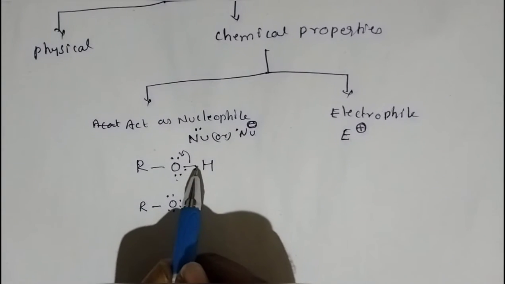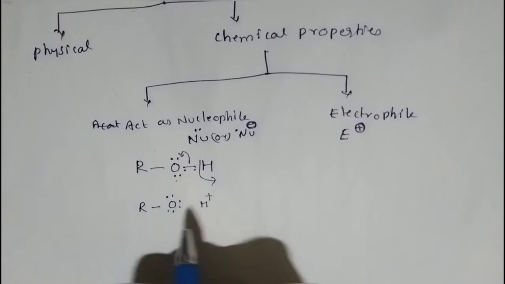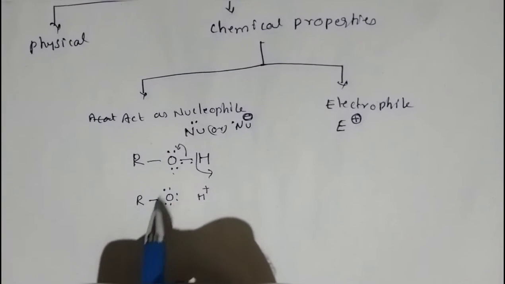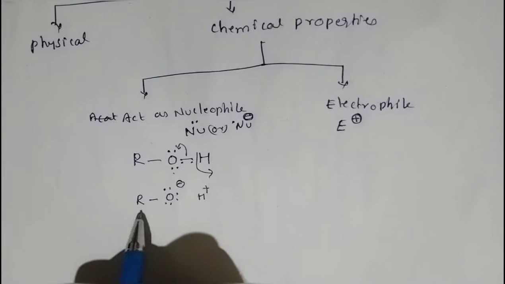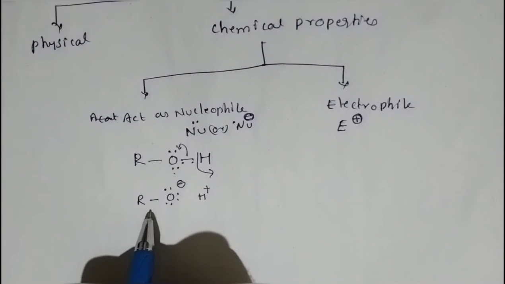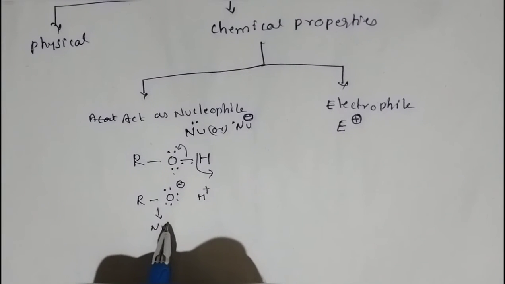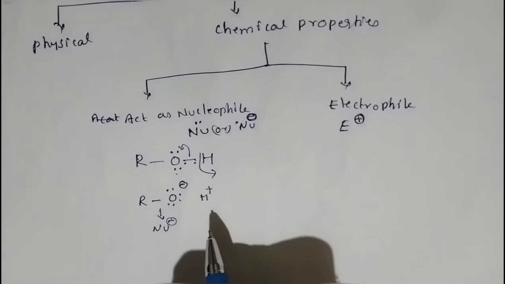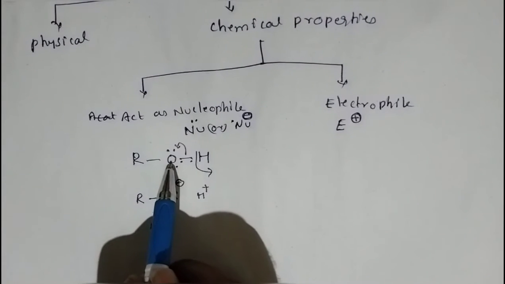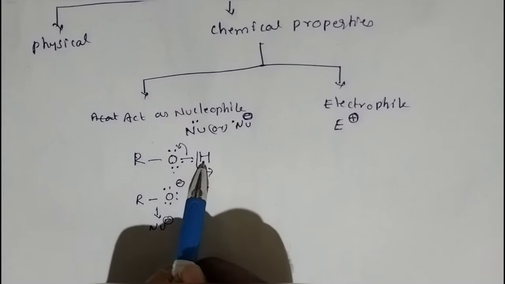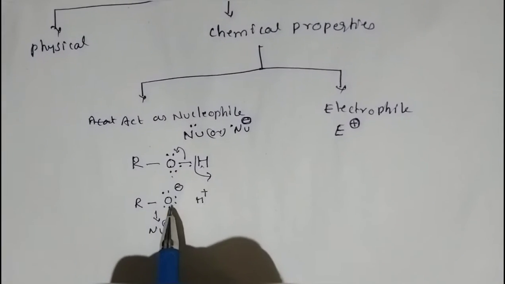Next, this hydrogen atom is removed as an H plus ion. Because of 6 electrons, this oxygen gets a negative charge. This part of the alcohol acts as a nucleophile. This is known as nucleophile. So breaking the bond between oxygen and hydrogen creates nucleophile.